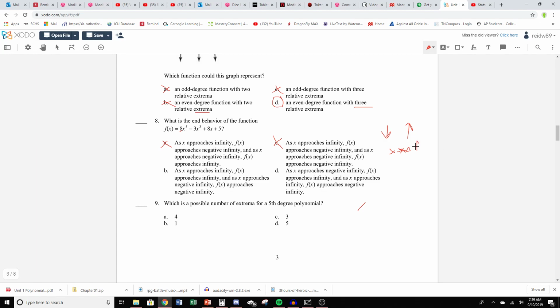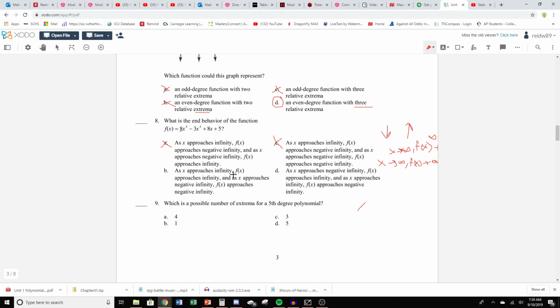So f of x approaches, well, I ran out of space, positive infinity. Okay. Now we're looking at it going the other direction, because B seems good so far. As x goes to negative infinity, well, we know that f of x should be going to negative infinity, so that's what we're looking for. Let's see if this question has it in there. Okay, so this is it.